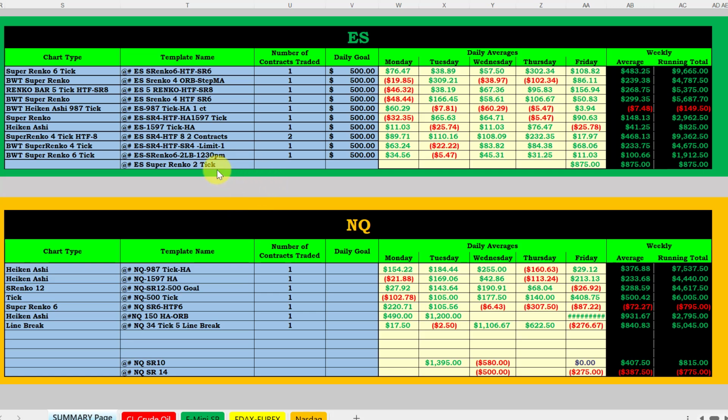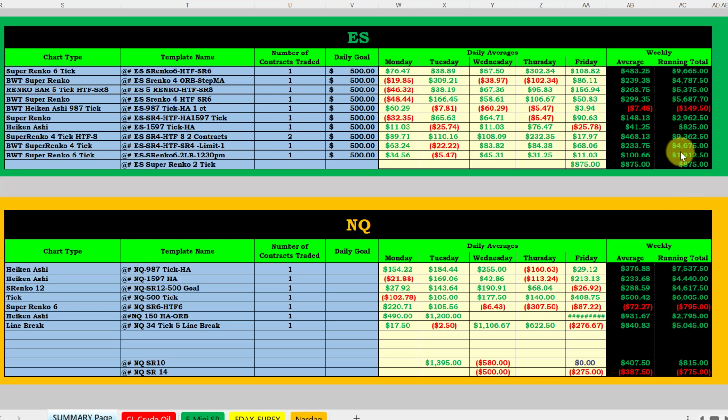Okay, so here is that spreadsheet that I made, and this is the ES and the NQ. These were the best performing. These are the time frames and the templates, and everything was one contract except for this template here, which was 2 contracts. And this was over a 90-day period, and you can see the average daily win and then the running total at the end of 90 days was this. So some pretty good performance in a lot of these.